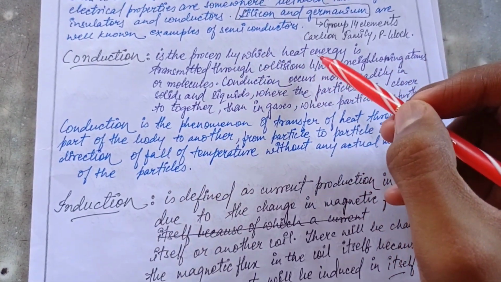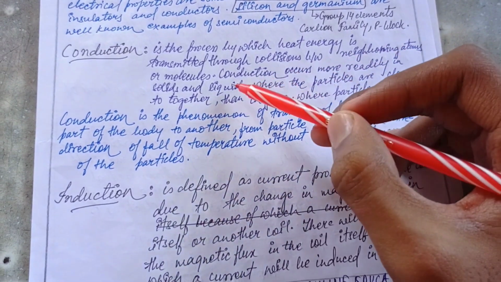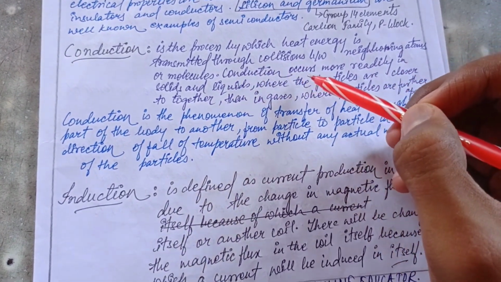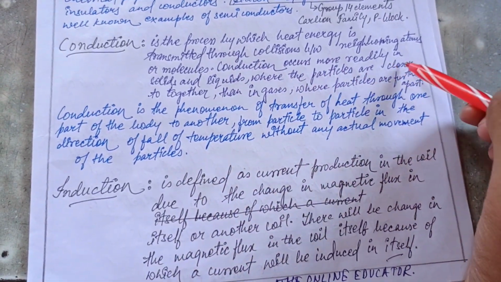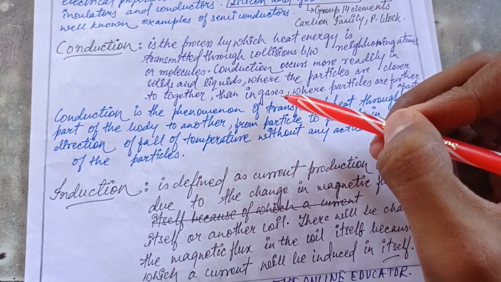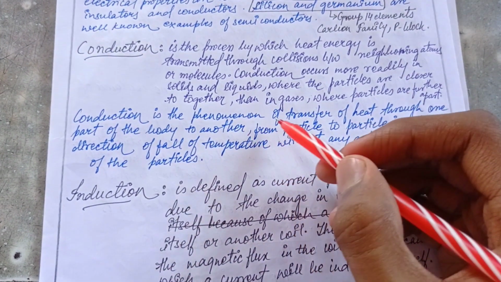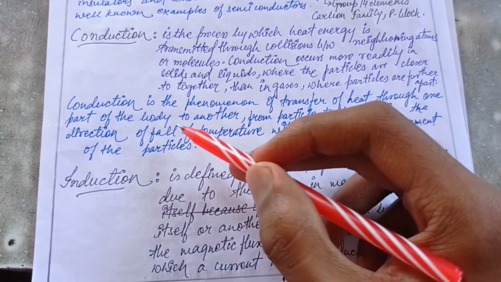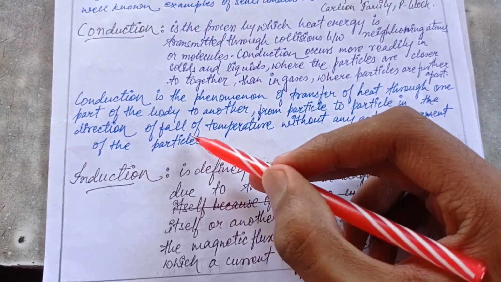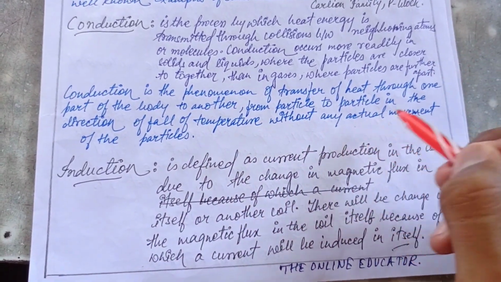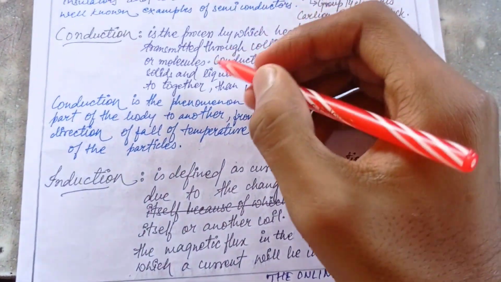Now, what is conduction? Conduction is the process by which heat energy is transmitted through collisions between neighboring atoms or molecules. Conduction occurs more readily in solids and liquids, where the particles are closer together than in gases, where particles are further apart. Conduction is the phenomenon of transfer of heat from one part of the body to another, from particle to particle, in the direction of fall of temperature without any actual movement of the particles. Here we have the conduction in contact.